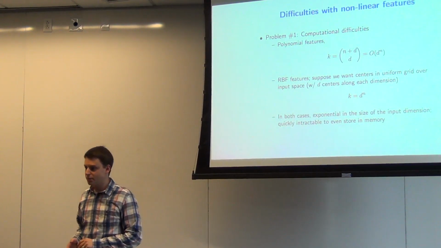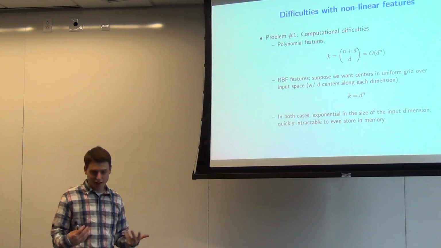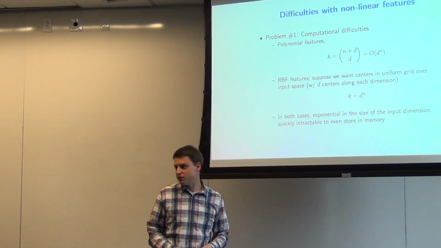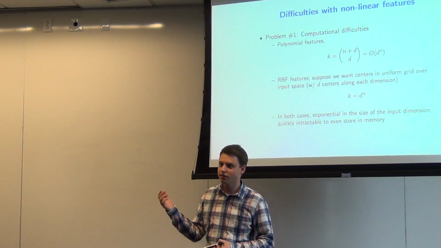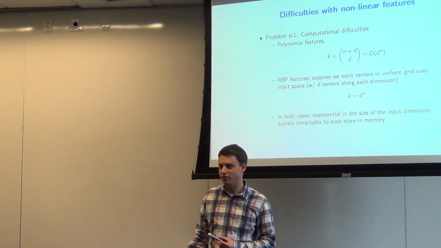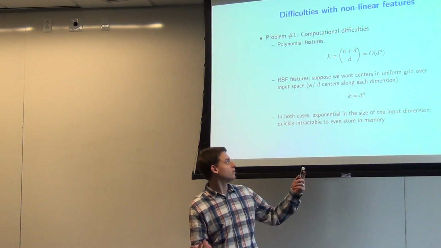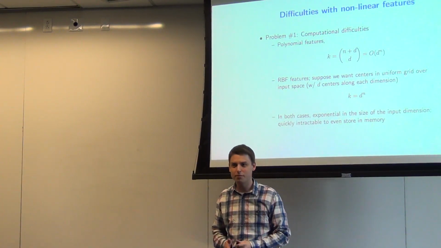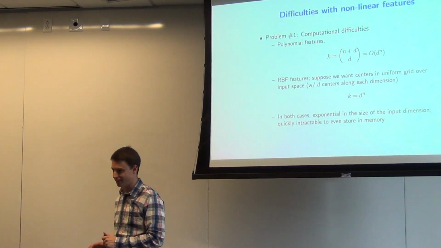And so, as I said before, this is a big problem, right? Because we want to deal with things that have high dimensional inputs. It quickly becomes intractable to even store these in memory. The size of these things is growing exponentially. It's hard to compute, but you can't even store these things. Pretty soon, if n is 20 and you want 10 features along each dimension, that's a pretty big number of features to compute. You're not going to be able to store that in memory.